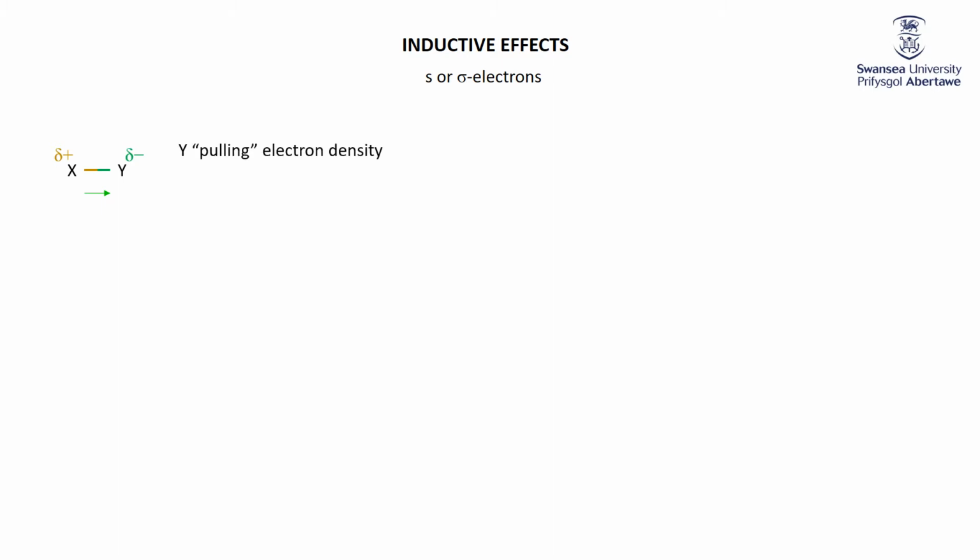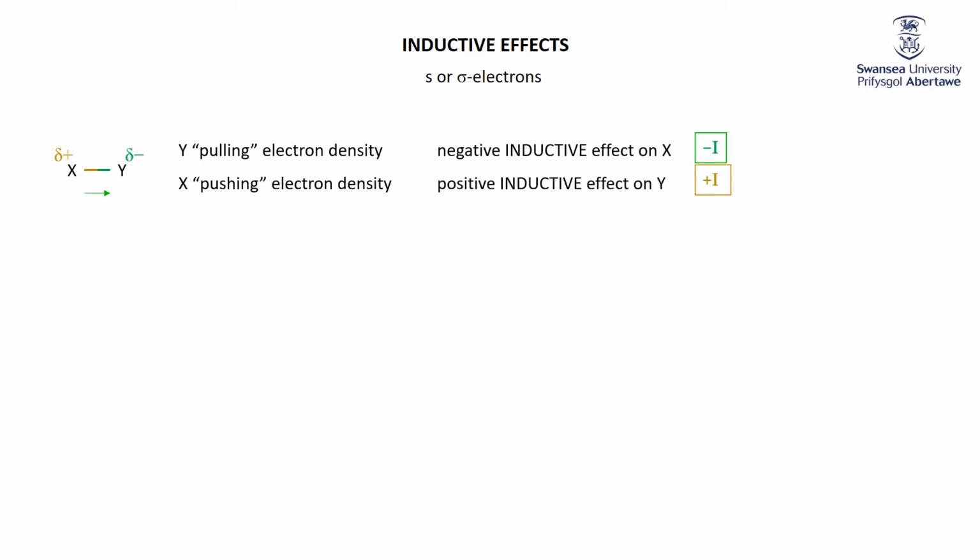We can think of this in two ways. We can think of it as Y is pulling electron density away from X. So what we'd say there is it has a negative inductive effect on X. It's removing the electron density from X. It has a negative effect. Conversely, we could think of it the other way around. We could say, well, maybe X is just pushing electron density towards Y. Well, if it's pushing electron density towards Y, it's got a positive inductive effect. It's giving Y some electrons. And we use the same kind of idea, plus and minus, but instead of M for mesomeric, I for inductive.